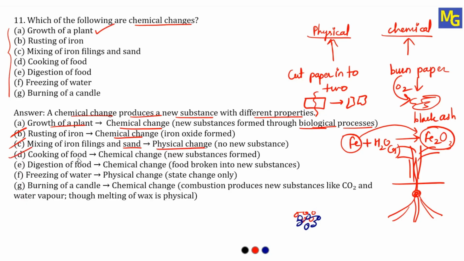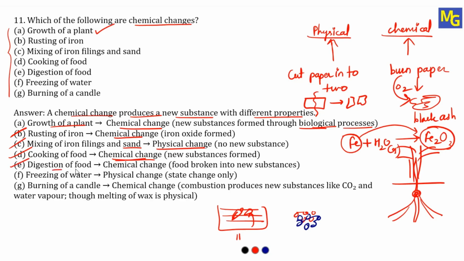Next is cooking of food. Cooking of food, it is a chemical change, because you have seen rice will be very hard at the starting. We will put water in this and we will cook. When you cook, this rice will react with the water and the gases and it becomes soft. So it is forming a new substance. That's why it is coming under chemical change.